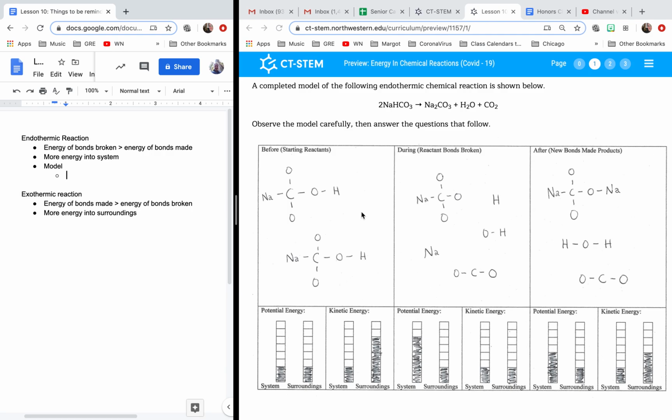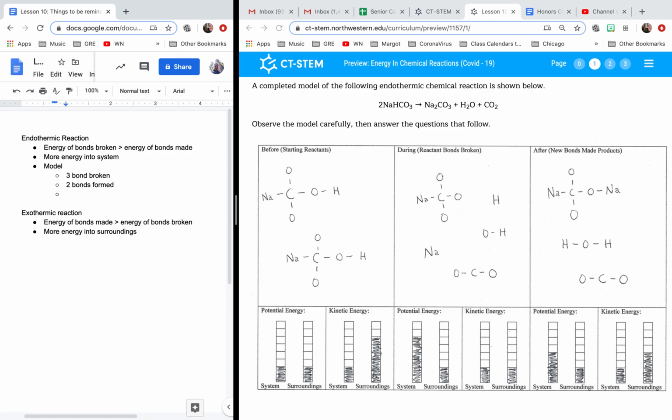Here we're comparing the before to the during. I notice that I have this bond breaking, 1, this bond breaking, 2, and then this bond breaking. So I have 3 bonds broken. Comparing the during to the after, I have this atom coming here, so 1 bond formed, and then this comes here, so 2 bonds formed.